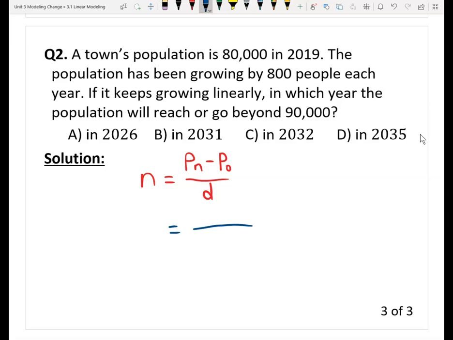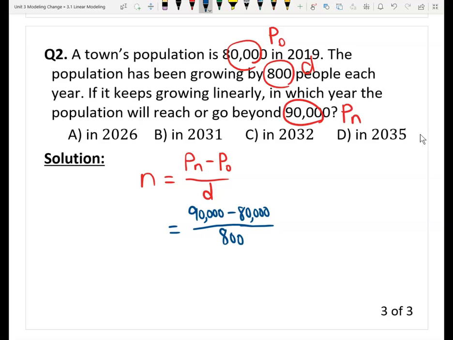What is Pn? Let me find Pn, the future value. Can you see this is Pn, right? The future. What's P0? This is P0, the initial. What's D? Of course, this is D. We have everything, right? Now I plug in. So we have 90,000, the future, minus 80,000. Of course, this is the rise, right? And the slope D, the common difference, is 800.